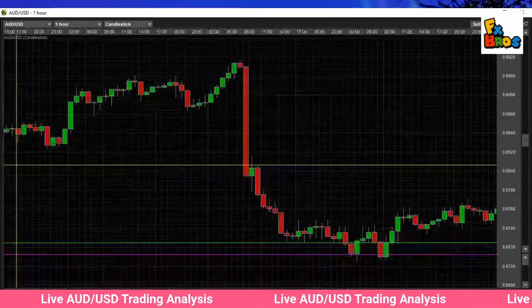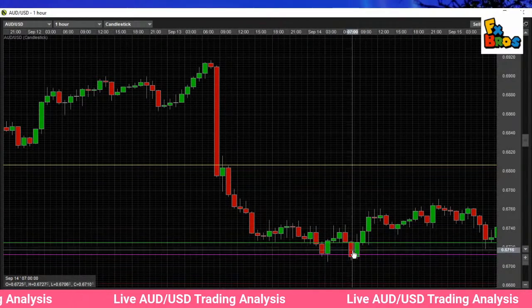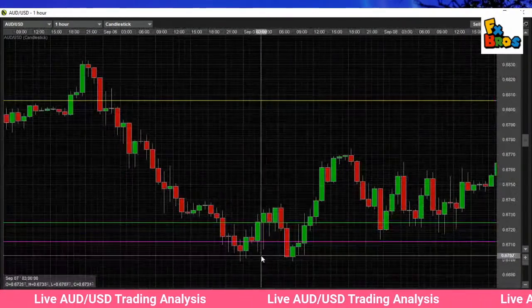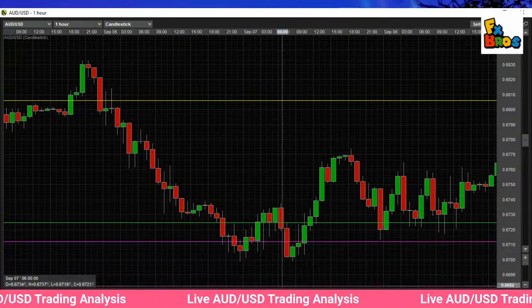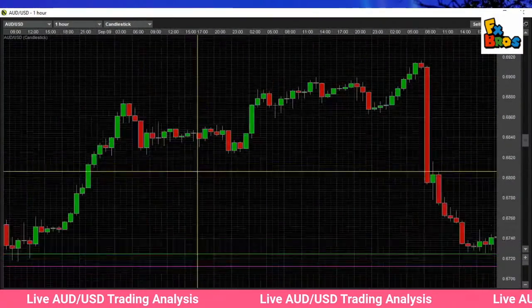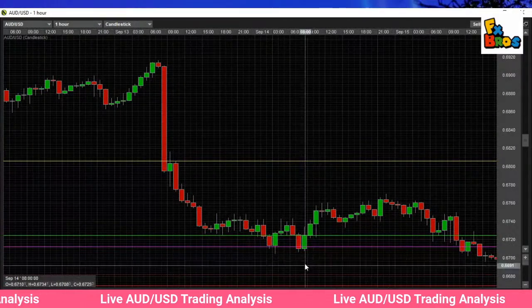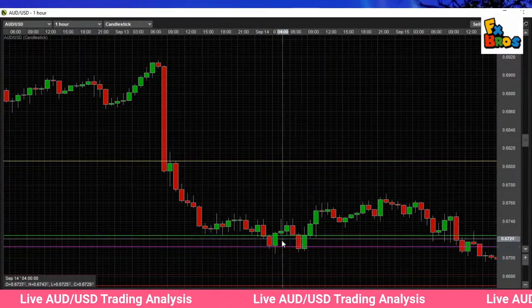So here we are printing another double bottom. So that alone, double bottoms where you got a previous double bottom and it didn't take out these lows. So this double bottom right here was created higher than the old double bottom. Like, you got to look at smaller confirmations like that. So you get a double bottom here.